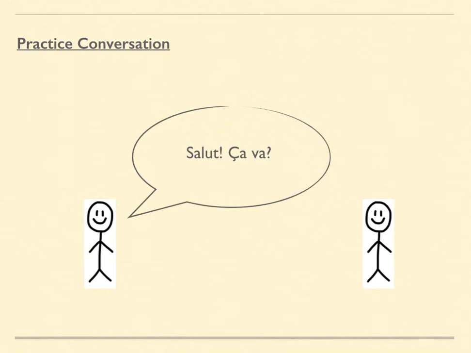Hopefully, we started with a greeting like, salut, ça va? Don't be rude. Don't just walk up to someone and go, what's your name? Let's be polite human beings. Okay? So one of our greetings, such as salut or bonjour, okay? And then a question like, ça va or comment ça va? So he replies, pas mal, et toi? How are you going to respond to that?